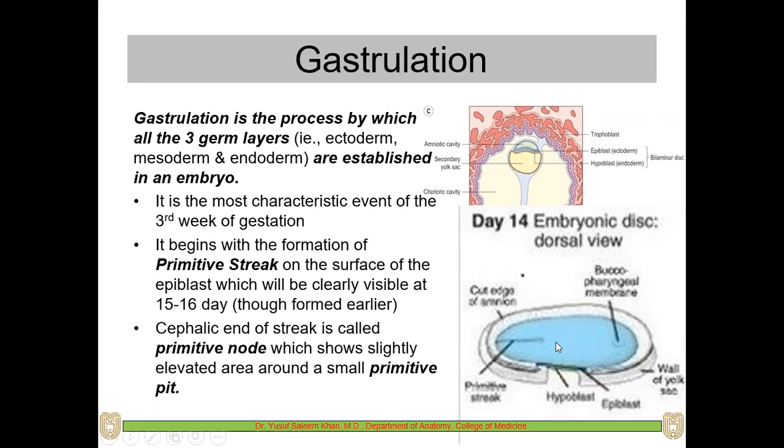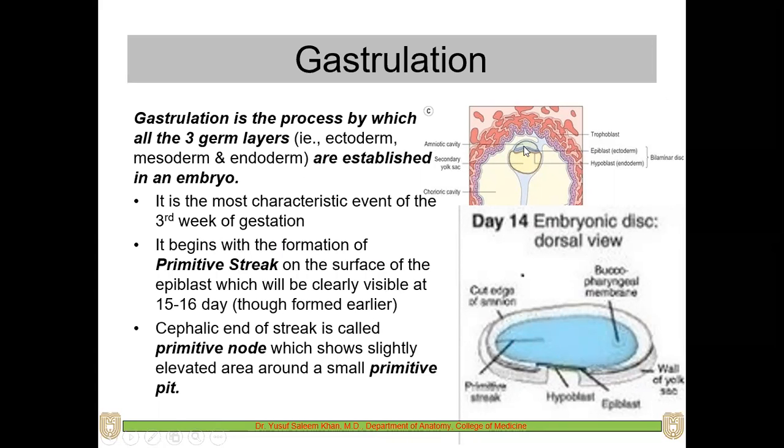Now we'll discuss how exactly the two-layer structure has changed itself into the three layers. If you see this embryo, the two-layer bilaminar disc, this is how it looks. As I said, it is oval in shape with two layers. The upper layer is called the epiblast and the lower layer is called the hypoblast. Now, there is formation of something called the primitive streak. If you see here in the midline, there is the appearance of a streak. This is called the primitive streak on the surface of the epiblast.